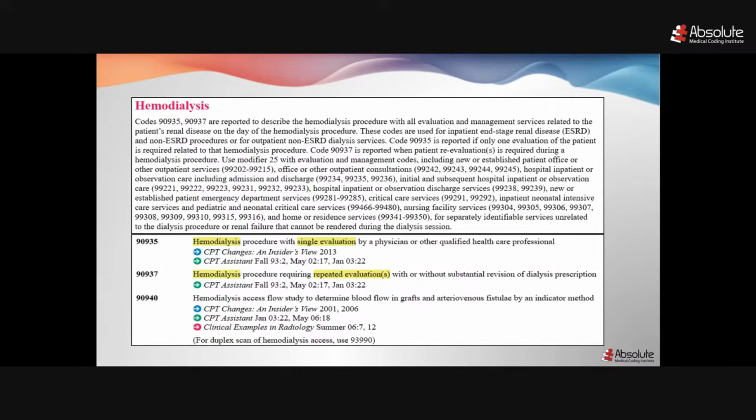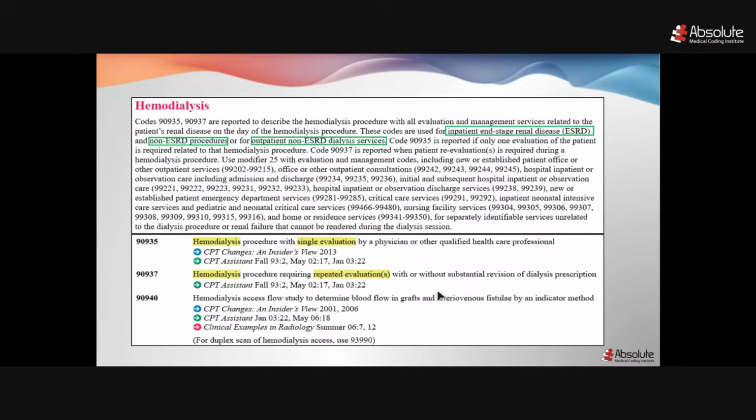Next, let's talk about hemodialysis. All right, these codes are used for inpatient end stage renal disease, non-ESRD procedure, or for outpatient non-ESRD dialysis service. Okay, and we have three codes here, right? 90935 is used for hemodialysis procedure with single evaluation by physician or other qualified healthcare professional. And this is used when the physician evaluates the patient once during the session.